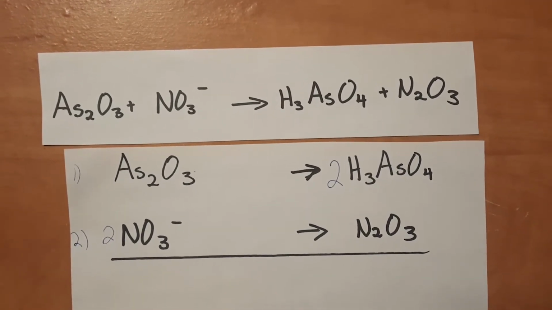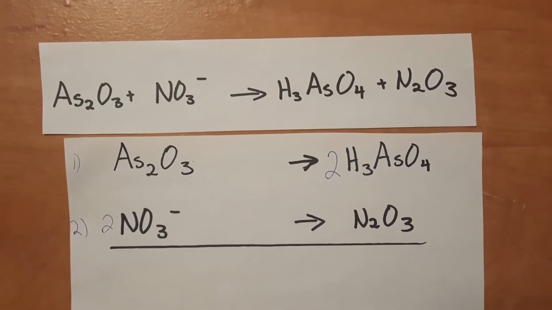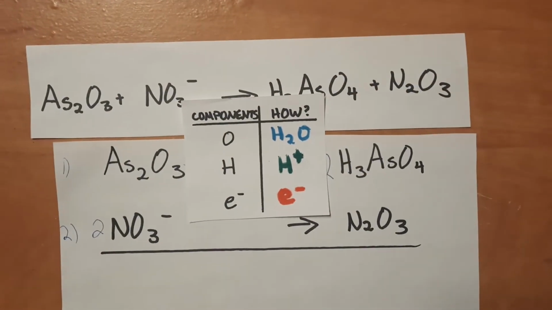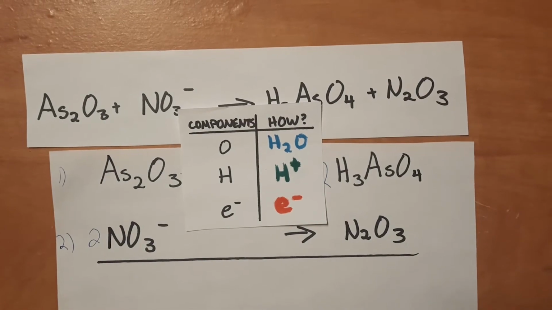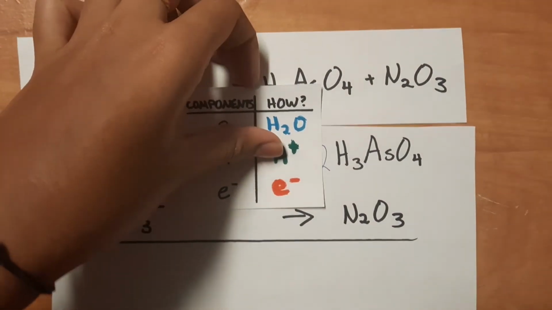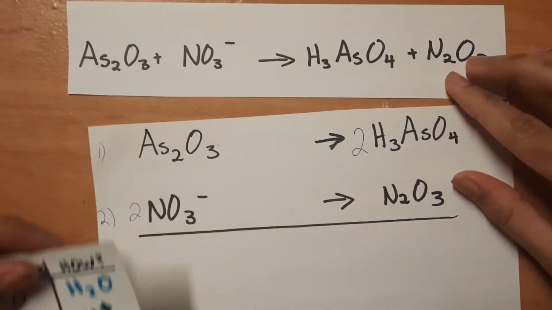So now comes the fun part where we balance the oxygen, hydrogen, and charges. So to do that, we take out our component table. So you should make a small one of this each time you solve one of these problems, just on the side to know what things to add.